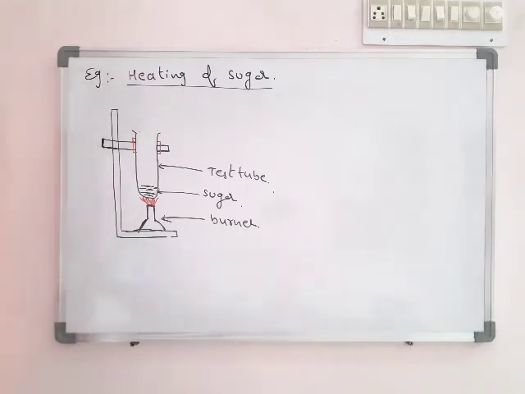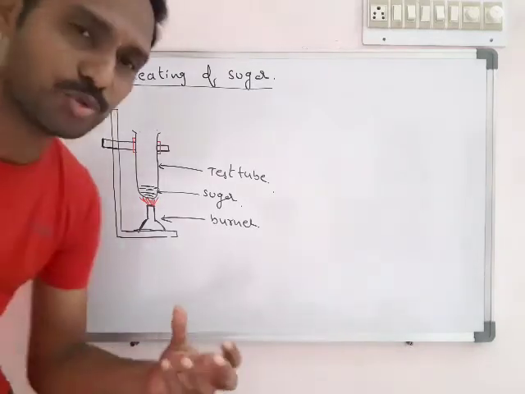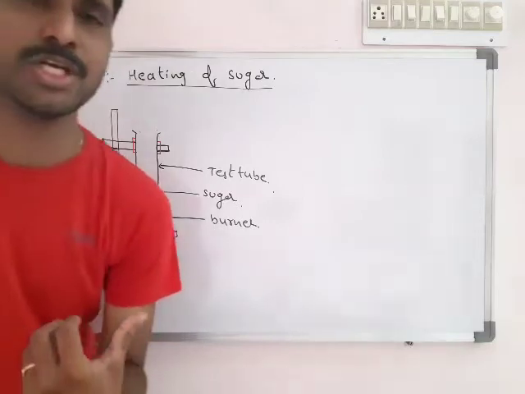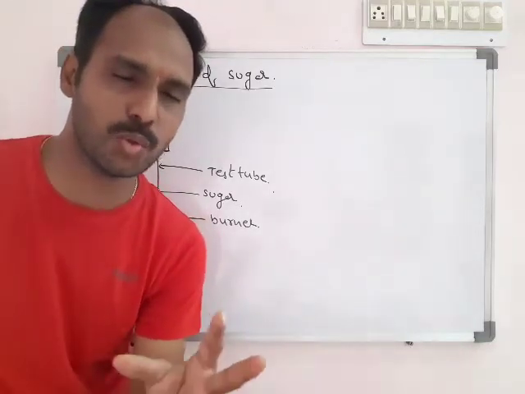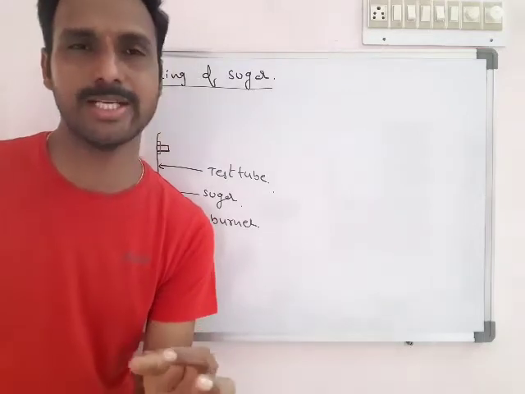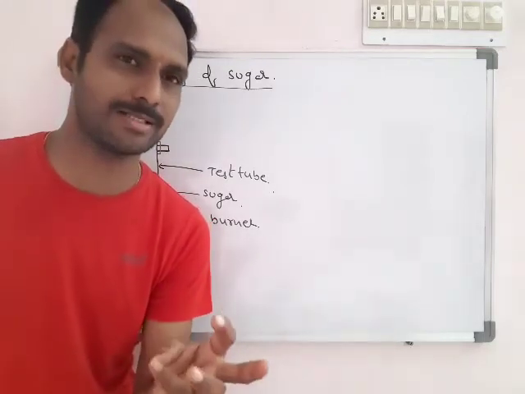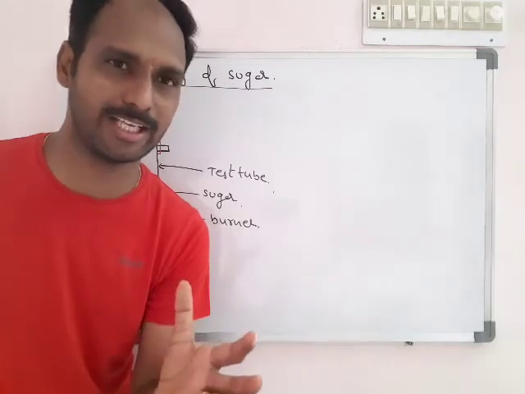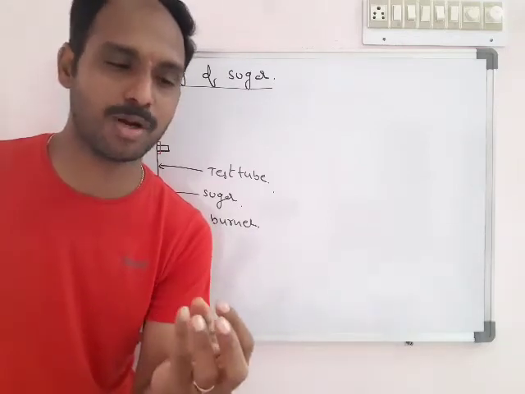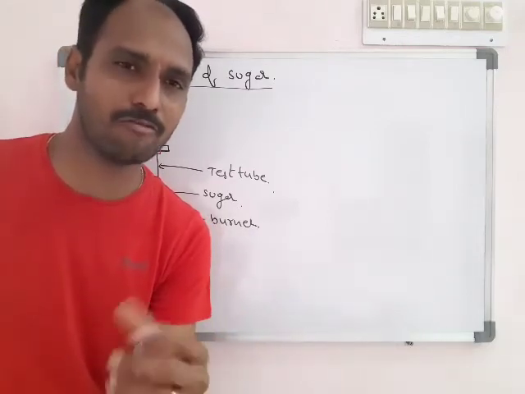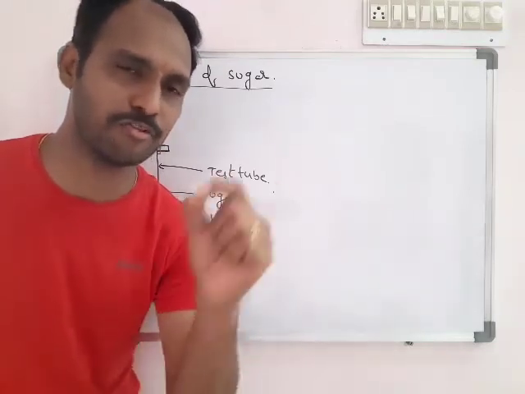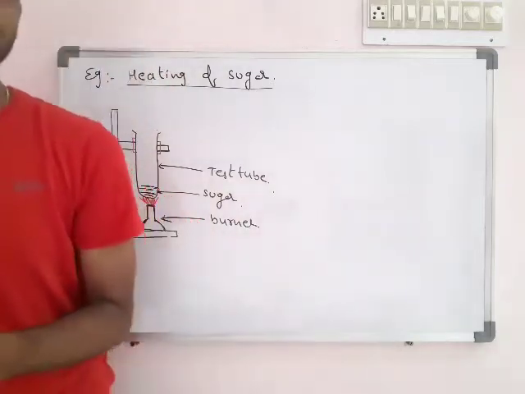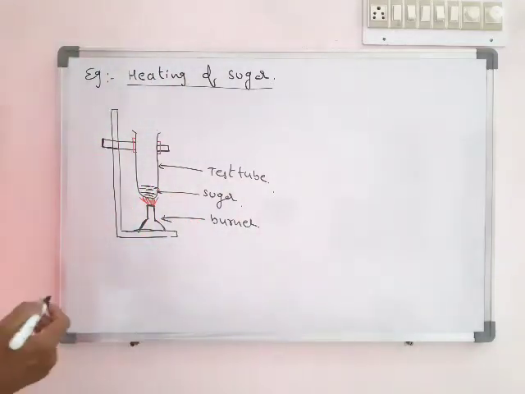After some time we observe that there are some fumes. Sugar is heated, so at first it slowly melts and forms a brown color liquid. It converts into a brown color liquid. Then on further heating, fumes are formed. We can observe that fumes. Those fumes are nothing but steamy fumes.